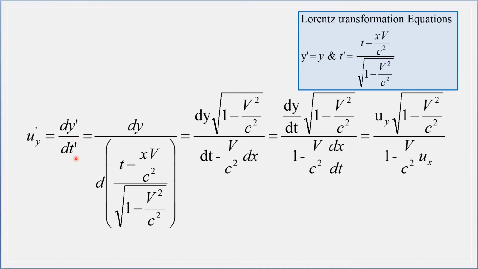Then next we will find dy'/dt', which is uy'. So we substitute y' equal to y, and t' equal to (t minus xv by c squared) divided by root of 1 minus v squared by c squared. This root of 1 minus v squared by c squared is constant and comes out. It is in the denominator of the denominator, so it goes into the numerator. So you get dy times root of 1 minus v squared by c squared divided by dt minus v by c squared dx. Then you divide numerator and denominator by dt. The dt by dt is 1, so dx/dt comes here, and dy/dt is nothing but uy, and dx/dt is nothing but ux.